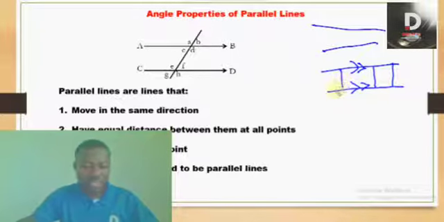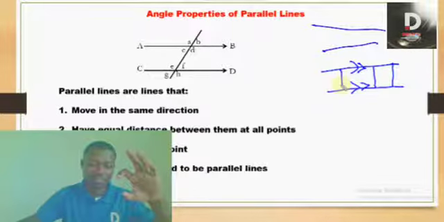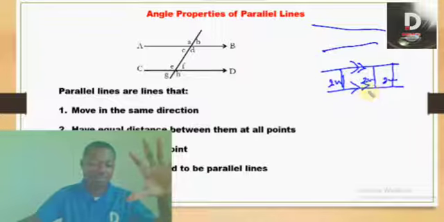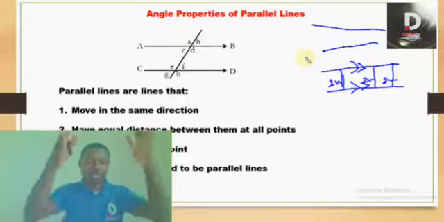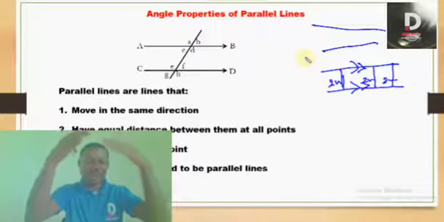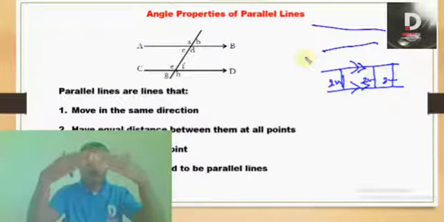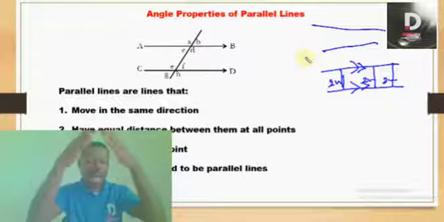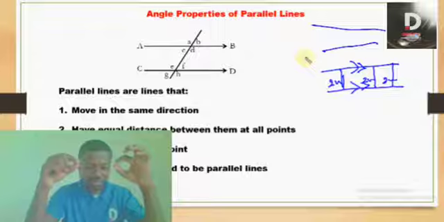Parallel lines are lines that have equal distance between them at all points. So if this is 2 meters, here might be 2 meters, here might be 2 meters. It's just like a ladder. It's at par. The distance is at par. So they will never meet at any point. And for that matter, they have equal gradient. We talk about gradient more in detail, right?